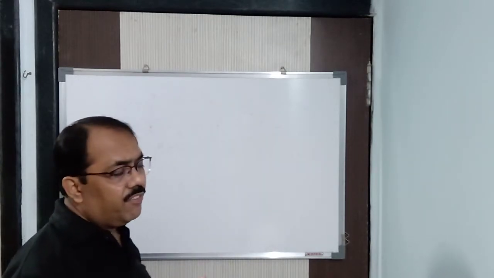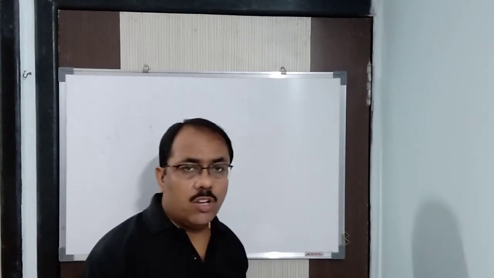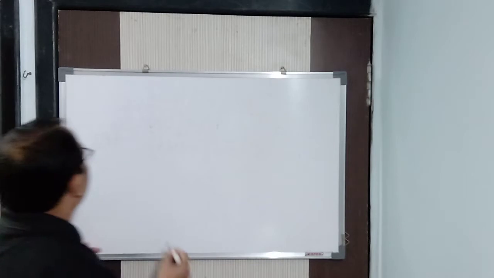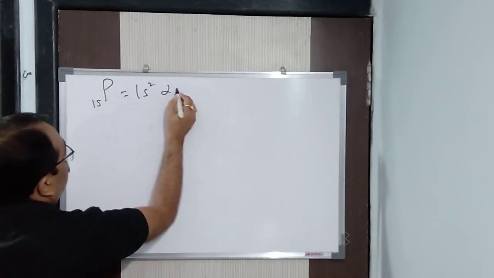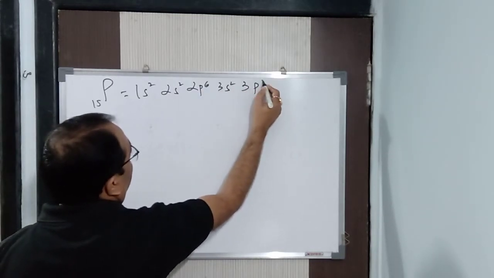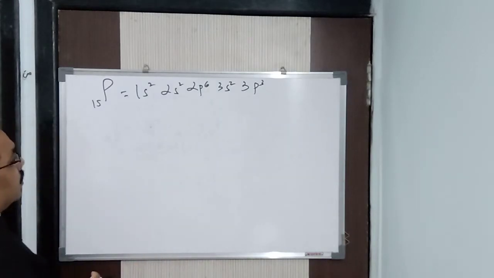Phosphorus has atomic number 15, so it belongs to group 15. If you write the electronic configuration, phosphorus is 1s2, 2s2, 2p6, 3s2 and 3p3.